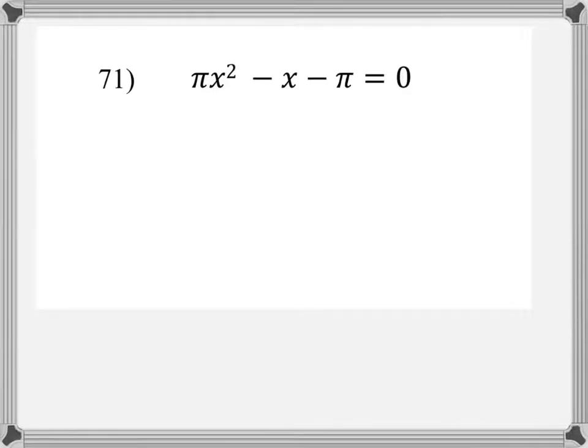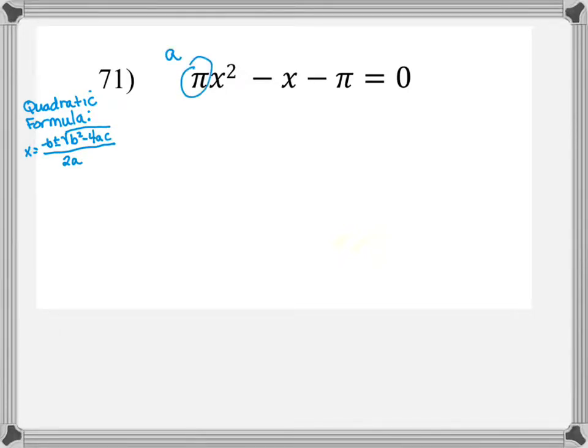Okay, let's look at another equation. So here I have pi x squared minus x minus pi equals 0. And I decided to illustrate this one because we're so used to our coefficients being integers, but we can have an irrational number like pi as a coefficient. It's still a number. So we're going to solve this using the quadratic formula. And you should know what the quadratic formula is. It is x equals the opposite of b plus or minus the square root of b squared minus 4ac, all over 2a.